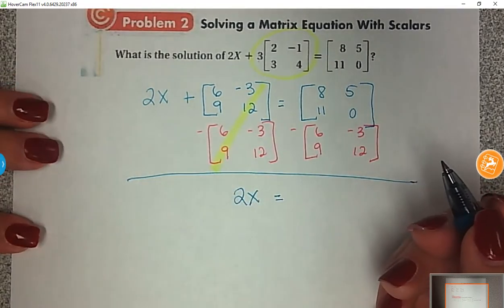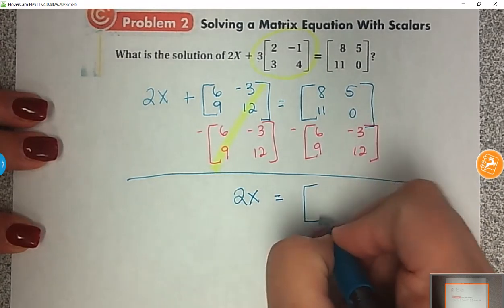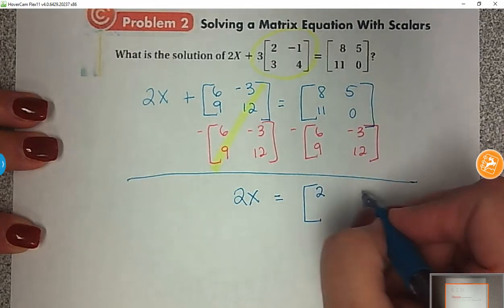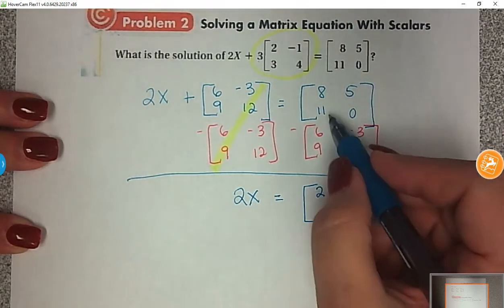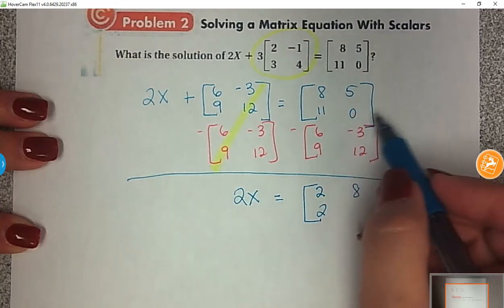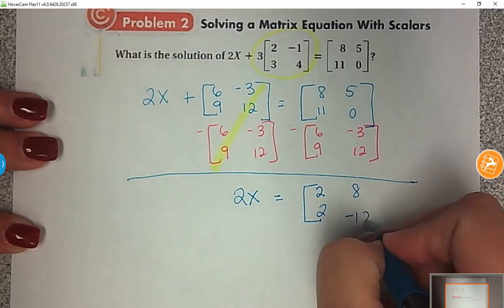On the right-hand side, when I subtract 8 minus 6, I get 2. 5 minus negative 3 is 8. 11 minus 9 is 2. And 0 minus 12 is negative 12.